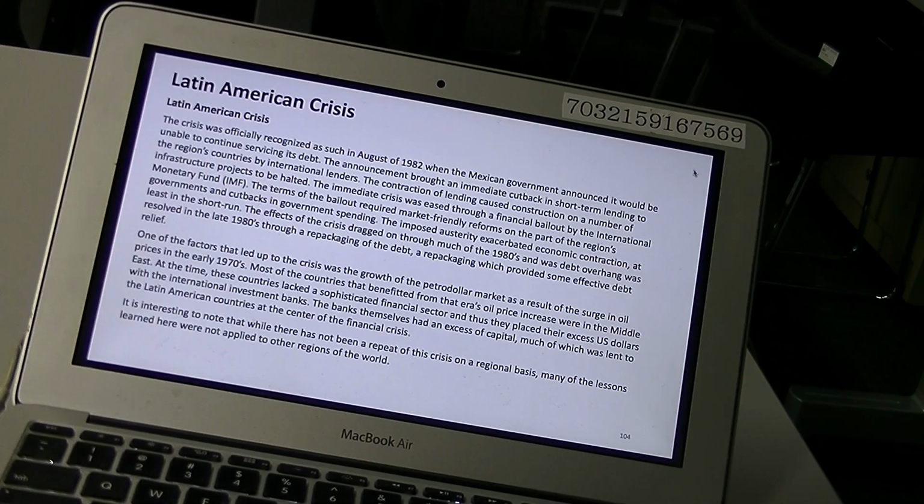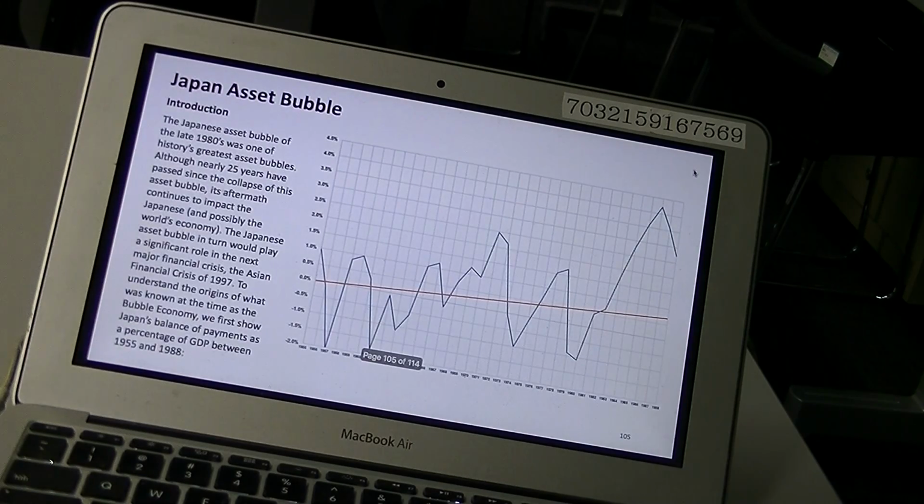Unless you're interested in Latin America, I'll be happy to work with you if you want to talk about that. I had a student last year that talked about Brazil, and so it was important for her to go over the Latin American crisis. But I think it's something we could skip unless you're really interested in Latin America, and I'll be happy to talk with you about it. But I think I'd like to spend more time and introduce the Japanese asset bubble.